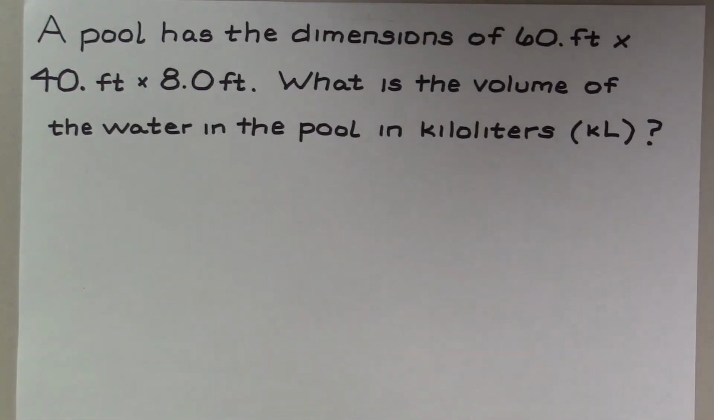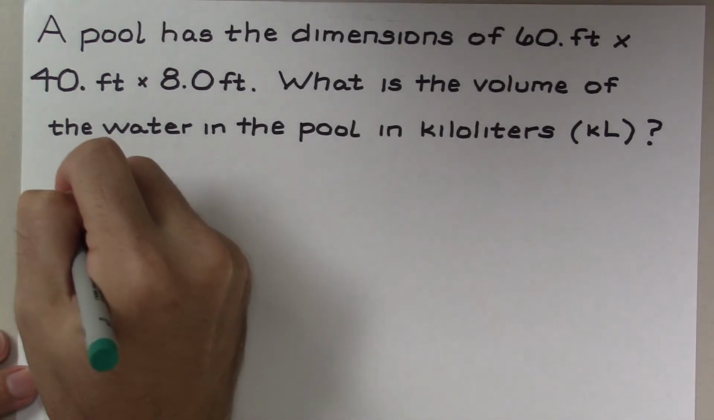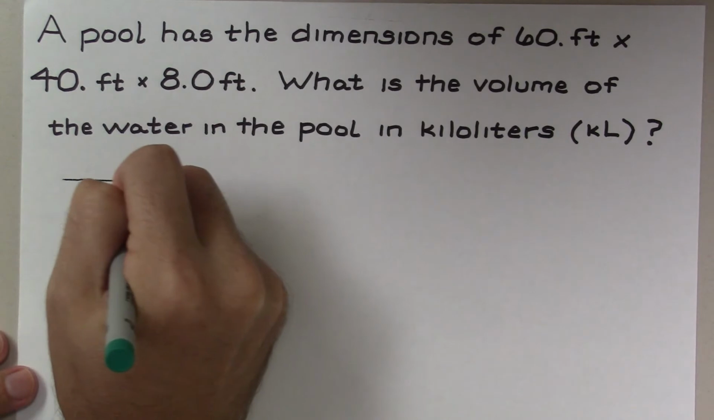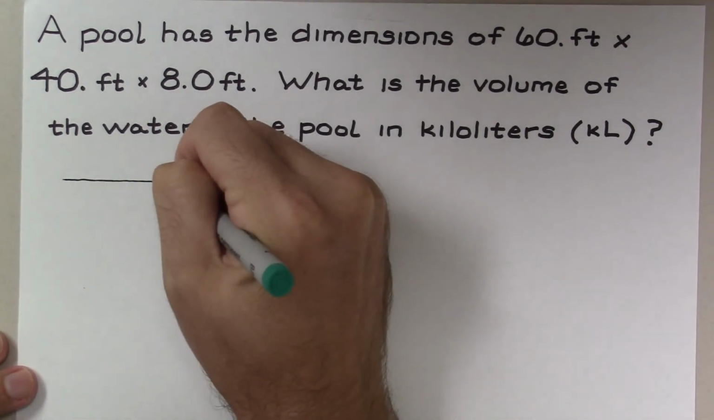The final problem is a pool has the dimensions of 60 feet, 40 feet, and 8 feet. What is the volume of the water in the pool in kiloliters? This is important because we will now use exponents for various parts of the problem. So let's visualize this problem.